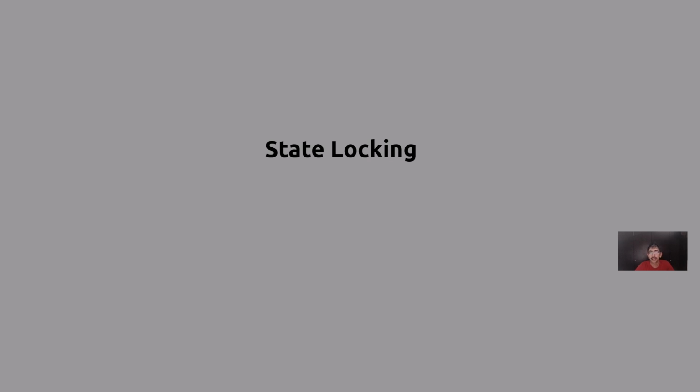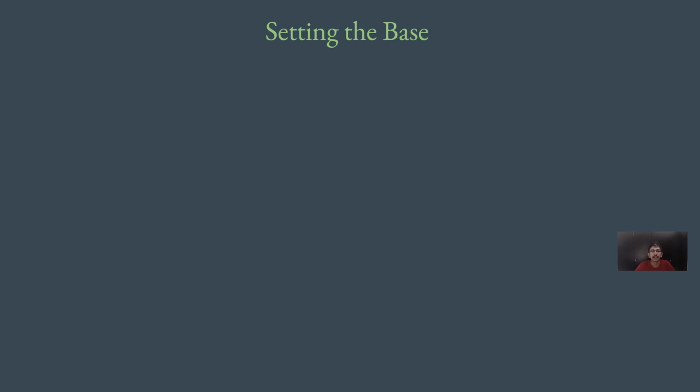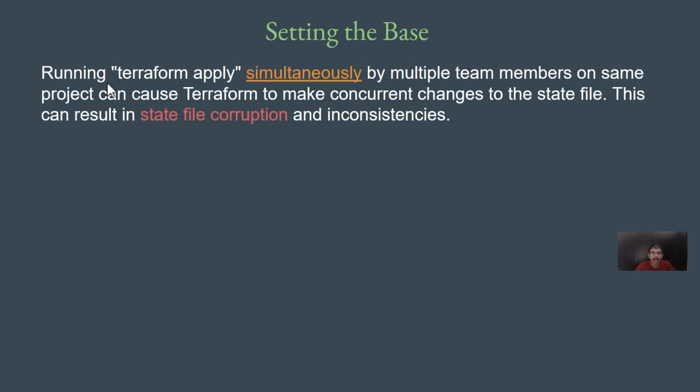In today's video, we are going to discuss an important topic: state locking. Now, one very important pointer that we have to keep a note of is that running Terraform apply simultaneously by multiple team members on the same project can cause Terraform to make concurrent changes to the state file. Whenever there are concurrent changes happening to the state file, the chances of state file corruption are very high and it can also lead to inconsistencies.